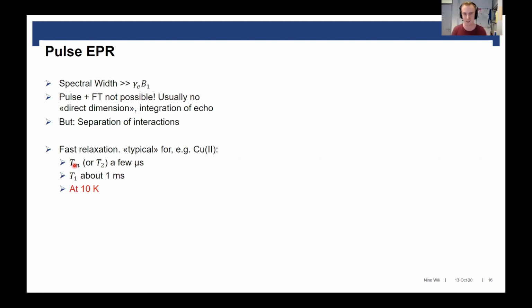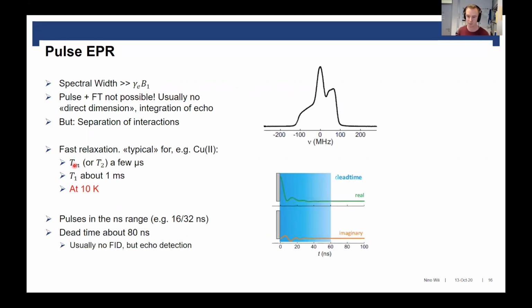But in general, the majority of pulse EPR experiments is done at low temperatures. And we use pulses in the nanosecond range. So typical pulse lengths are like 16 to 32 nanoseconds. And the problem is that we have a dead time of about 80 nanoseconds. It depends on exactly the resonator and the spectrometer that you have.